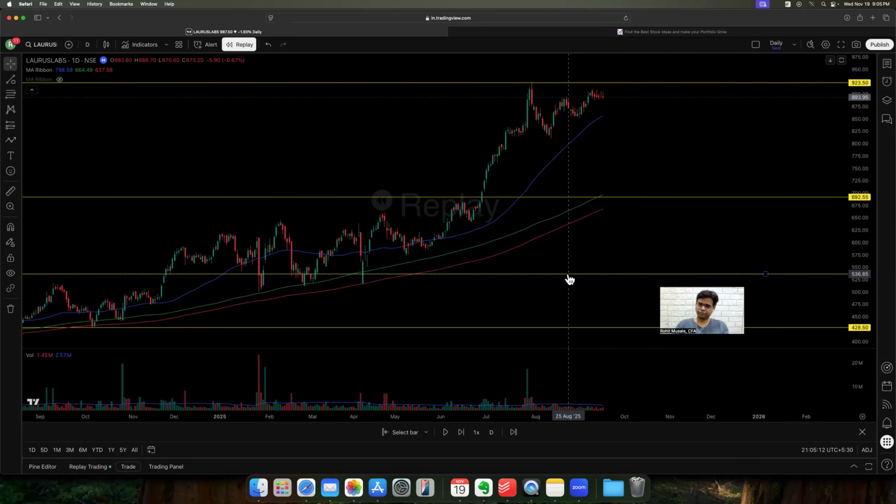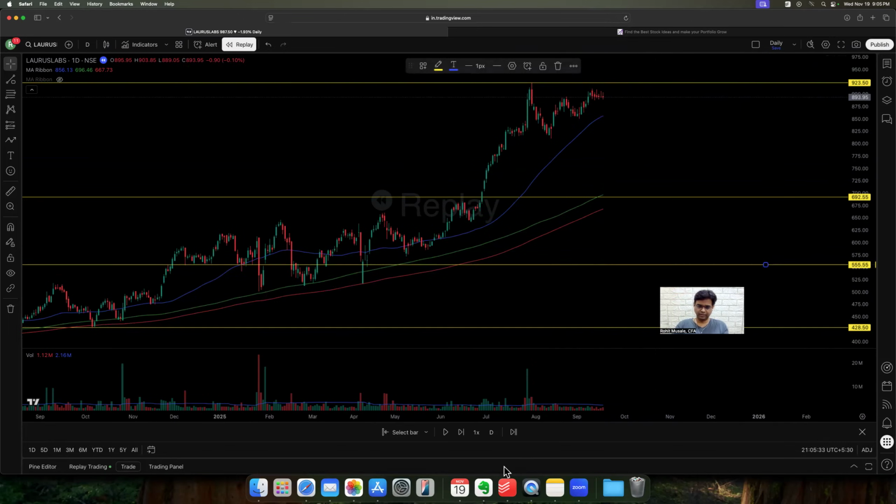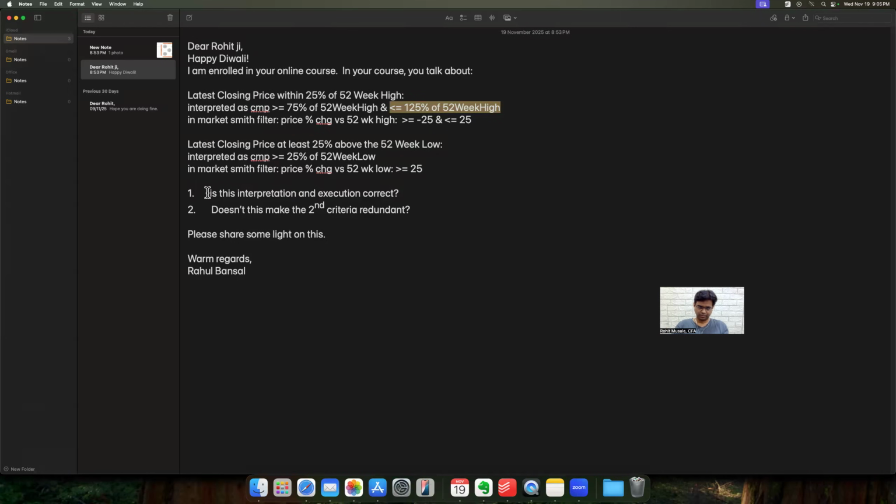The price should be above this yellow line. From here, you go down 25%. The price should be in this band. Now, sometimes what happens is the distance between the 52-week high and 52-week low could be small, such that it could be less than 25%, such that this value goes here somewhere. Okay. So in the email, he's asking, is this interpretation and execution correct? The answer to this question is no, because this 125% is wrong. This is fine. We already spoke about the 52-week low.